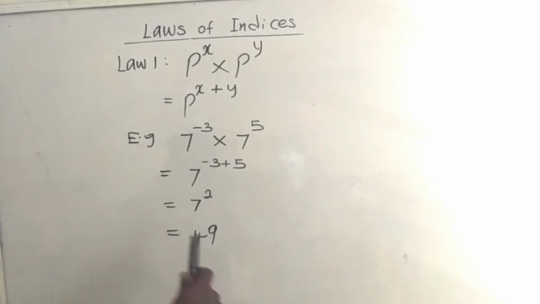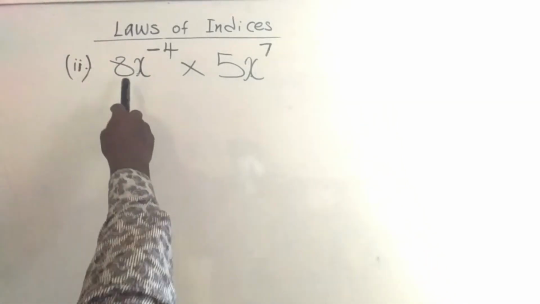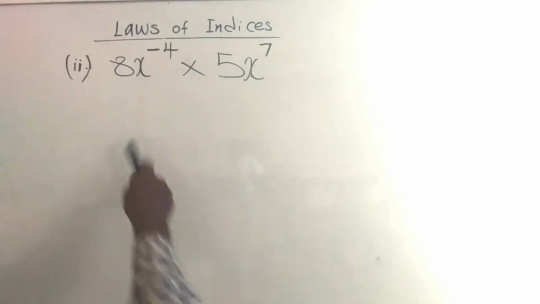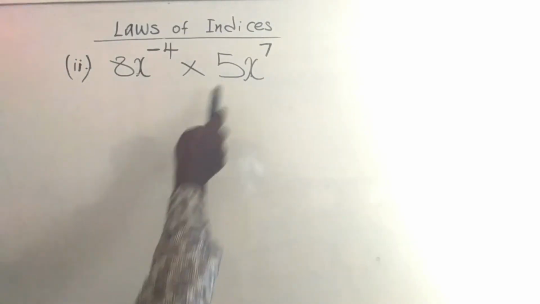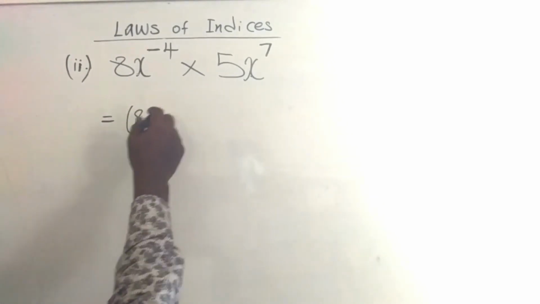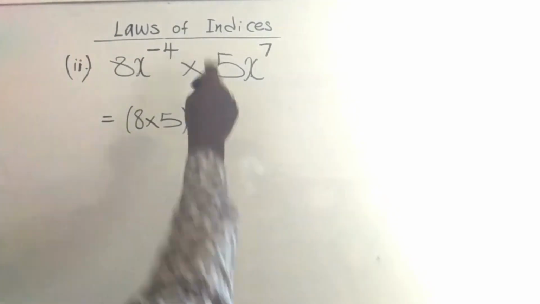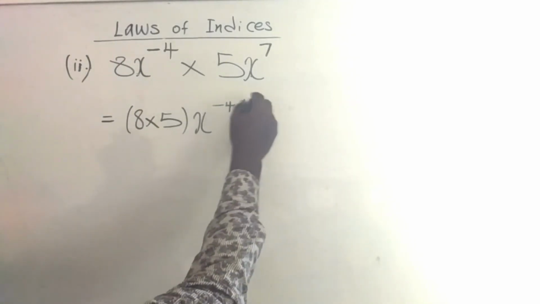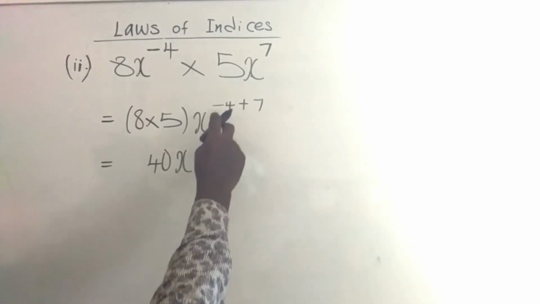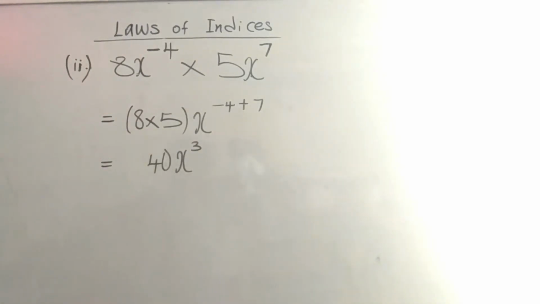Let's now go to another example under this law. Given 8x raised to power minus 4 multiplied by 5x raised to power 7. Start by multiplying 8 by 5 in a separate bracket, 8 multiplied by 5, x. Then add the powers minus 4 and 7 together. And that gives you 40x. Minus 4 added to 7 gives us 3. Let's now move on to another example under this law.